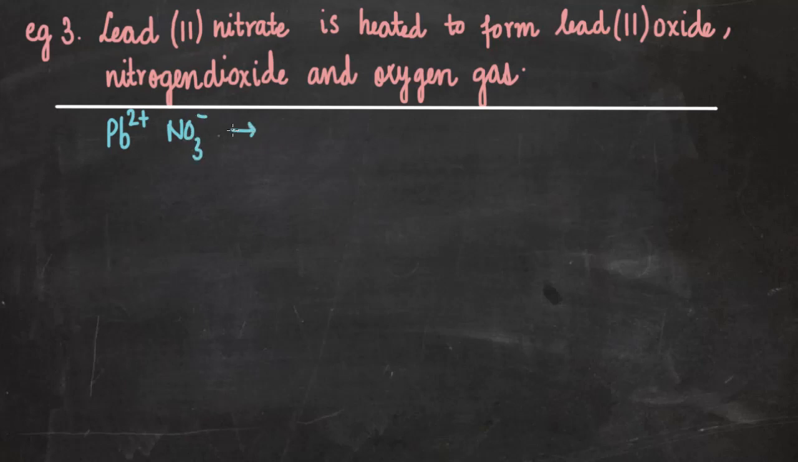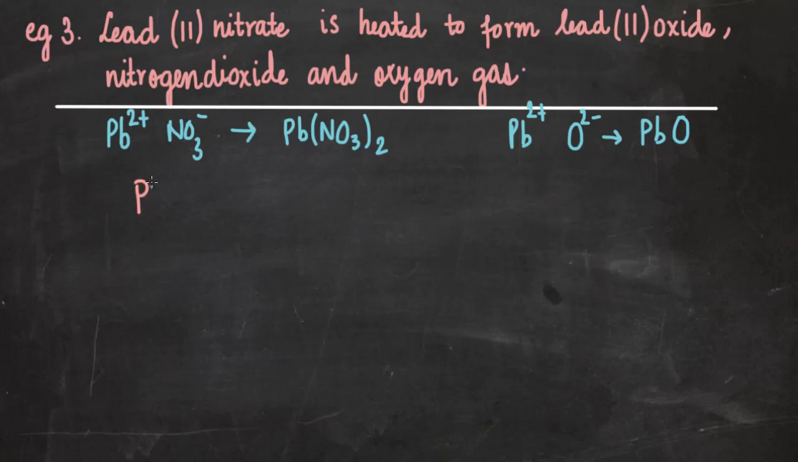So what is the formula of lead nitrate? 2 comes here, this minus 1 comes here. We get Pb(NO3)2. And let us also write the formula of lead 2 oxide. So this is the lead ion and this is the oxide ion. Lead 2 oxide is just PbO. 2 and 2 get cancelled.